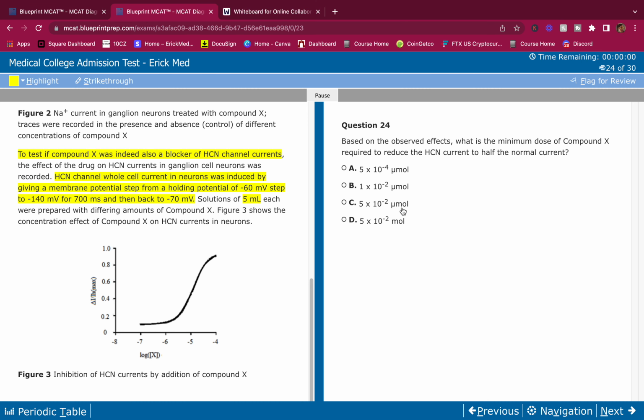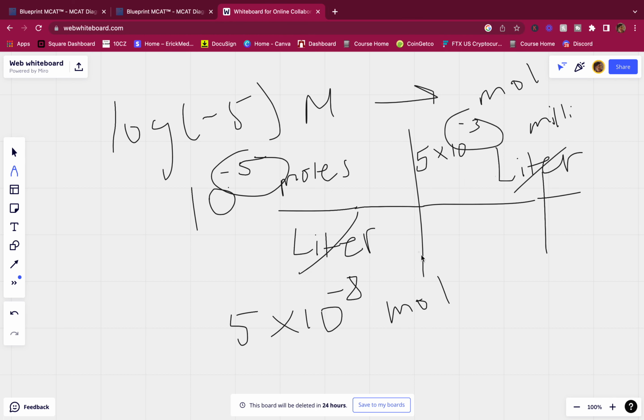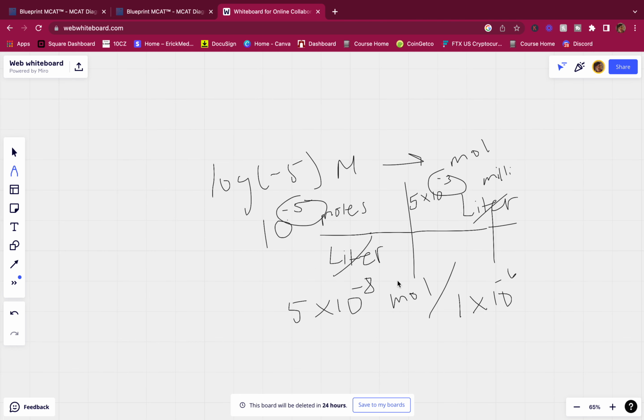And, okay, they wanted micromoles. In order to go from moles to micromoles, you know micro is 1 times 10 to the negative 6. So you're going to divide 5 times 10 to the negative 8 divided by 1 times 10 to the negative 6 to get micromoles. And that's going to be 5 times 10 to the negative 2 micromoles. That is the answer.